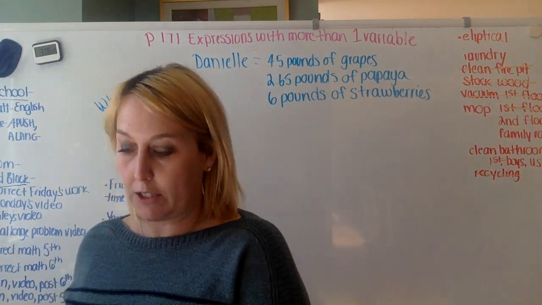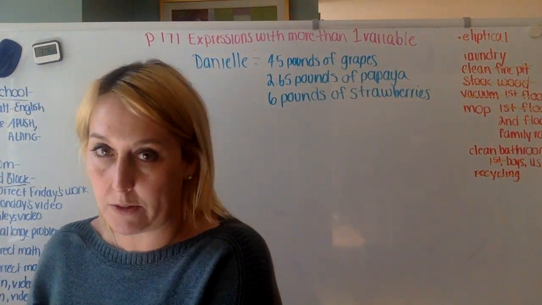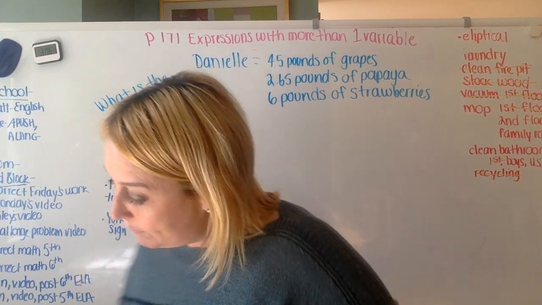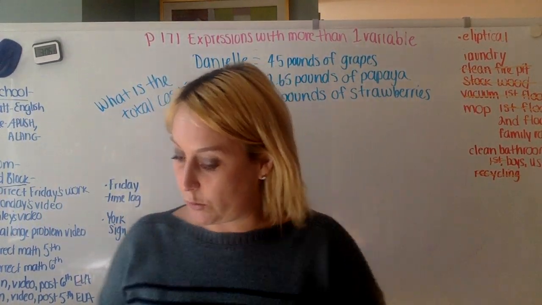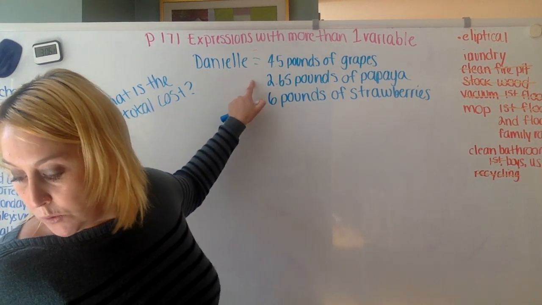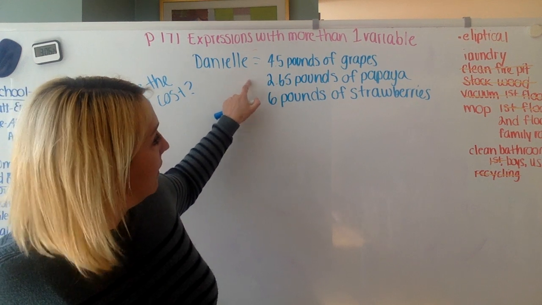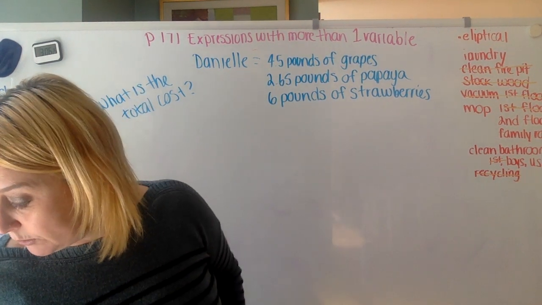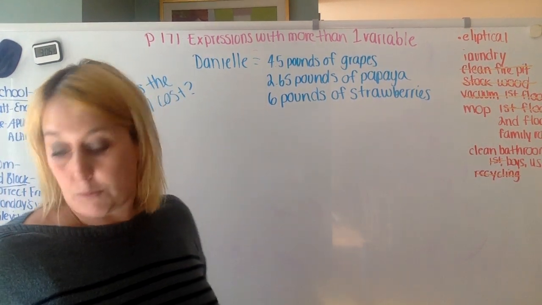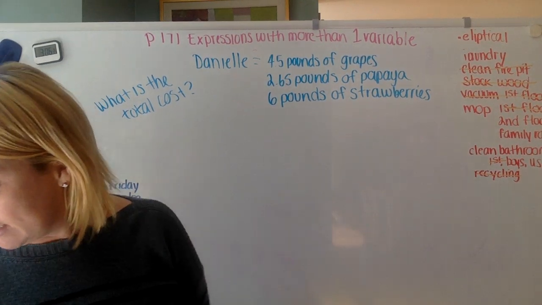And so they've got a picture that shows the fruit and signs for what the price was. And of course, they're represented with variables. So Danielle bought 4.5 pounds of grapes. So I just recorded that up there and saved myself some work. 2 6/500 or 2.65 pounds of papayas and 6 pounds of strawberries. And the question wants us to write an algebraic expression for the total cost of the fruit that Danielle bought.